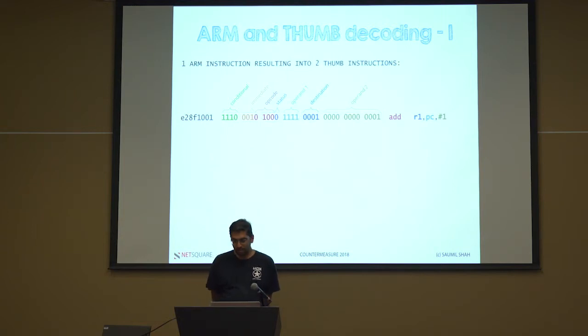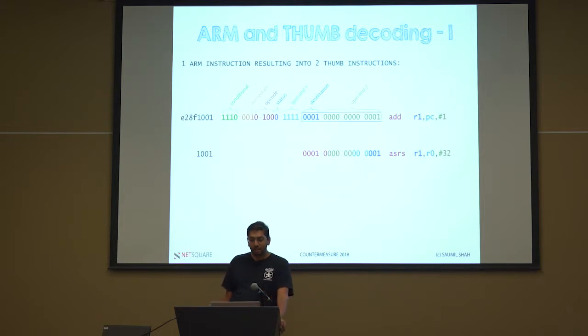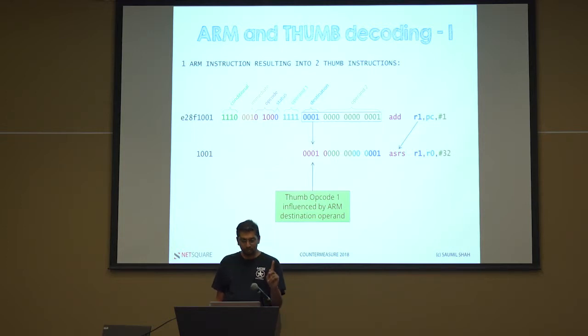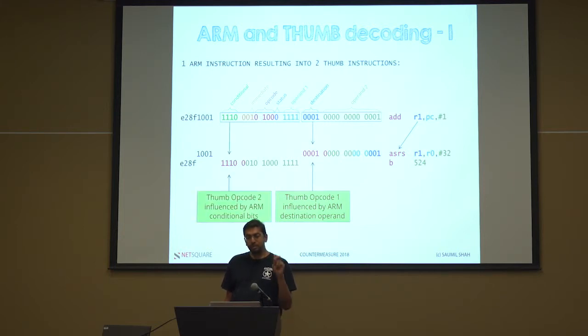So if I do the decoding, the first thumb instruction is easy, that results in ASRS, and it is this R1 in the ARM operands that is responsible for the choice of opcode in the thumb mode. In the second instruction, the opcode is influenced by the conditional flags, which means that if I want the valid decoding to happen in thumb mode, and I don't want the branch instruction, I have to play around with conditional flags.